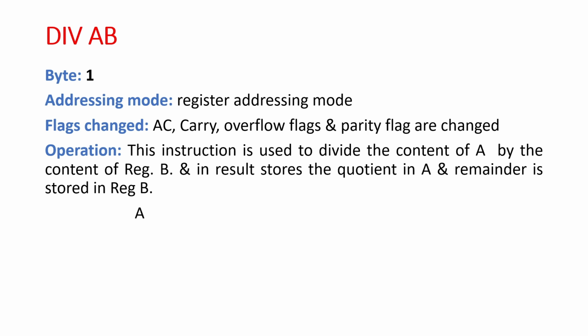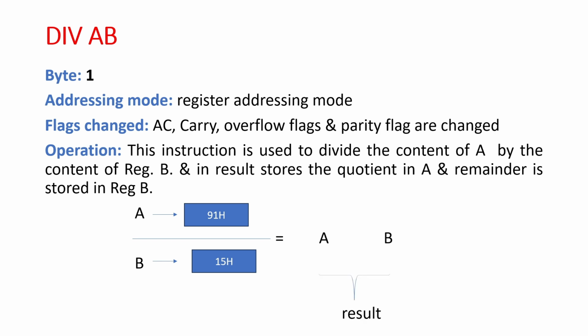See, if the content of accumulator is 91H, then it will be divided by the register B content which is 15H, and in the result the quotient is stored in accumulator and remainder is stored in register B. See that. Remember one thing: for performing any division operation, the data should be in accumulator and in register B.